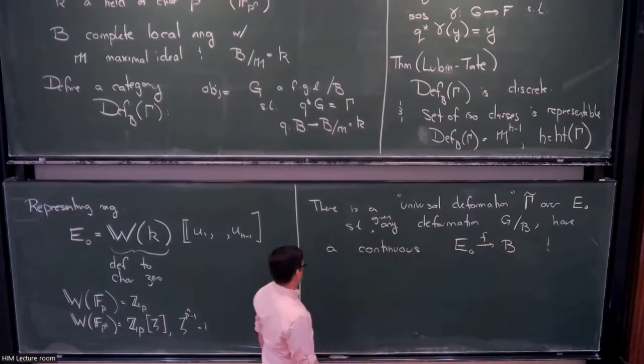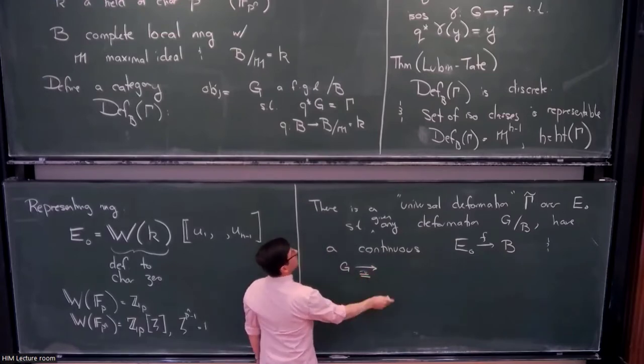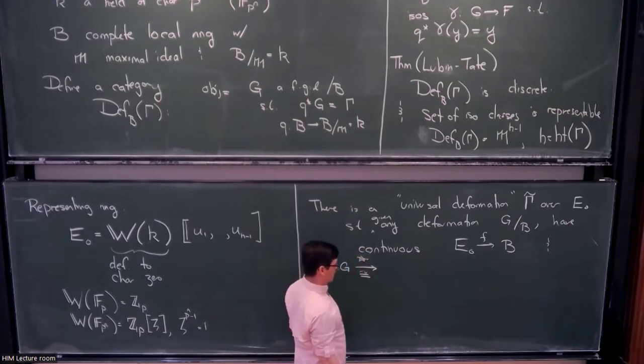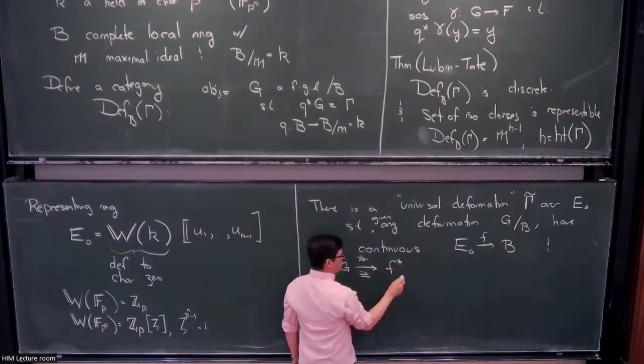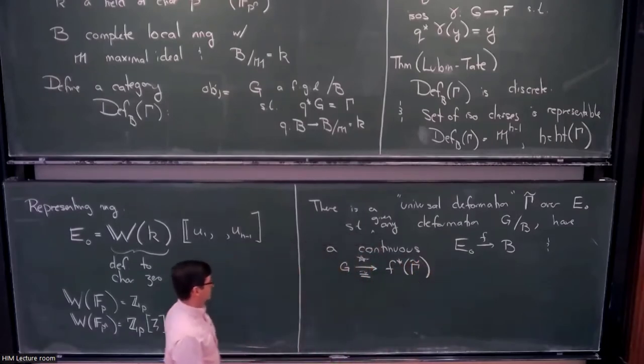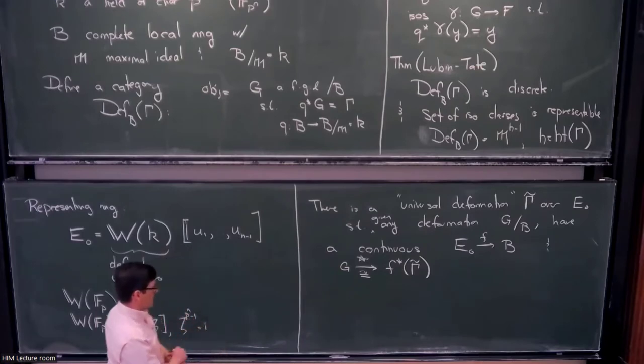And G is isomorphic, in the above sense (it's called star isomorphic), to the pullback along F of gamma tilde. This is again just a restatement of Lubin and Tate's theorem that this set, this discrete groupoid, is representable. So we're going to use that in a couple of ways.